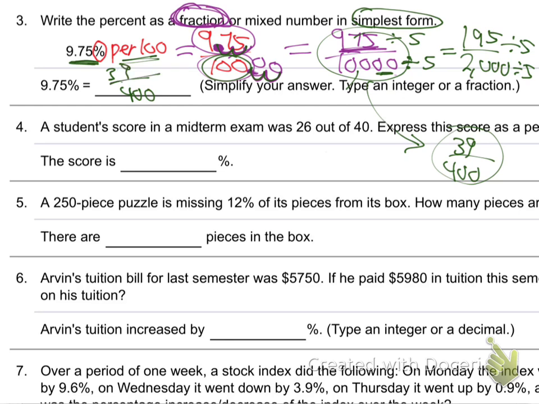All right. Is that good? Should we move on to number 4? A student's score in a midterm exam was 26 out of 40. Express this as a percent. I think you can do that, right? Just divide it, huh? Yeah. It's 26 out of 40. Just divide, right? It's part over whole, huh? Just divide in your calculator. I don't know what that is.